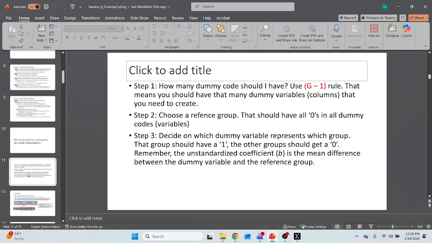G is the number of groups in your variable. So again, males or females, that's your group, right? How many are in that group? So groups minus 1. If you have high, medium, low, you have 3 groups. Just minus 1, you need 2 columns, right?